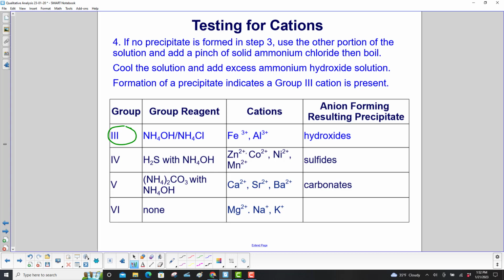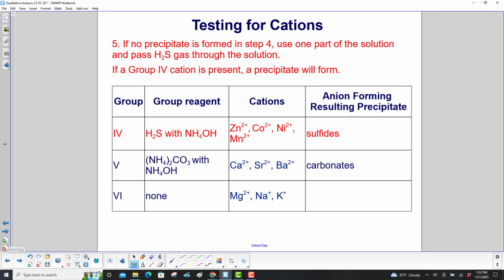So you're over here in the group 3 area. Cool the solution and add excess ammonium hydroxide solution. Formation of a precipitate indicates a group 3 cation is present. Step 5. If no precipitate is formed in step 4, and again step 5 here is group 4, use one part of the solution and pass hydrogen sulfide gas through the solution. If a group 4 cation is present, a precipitate will form.